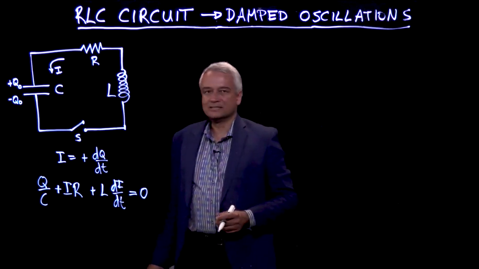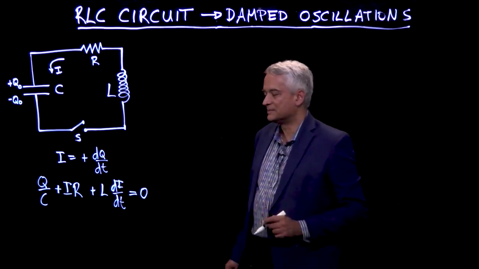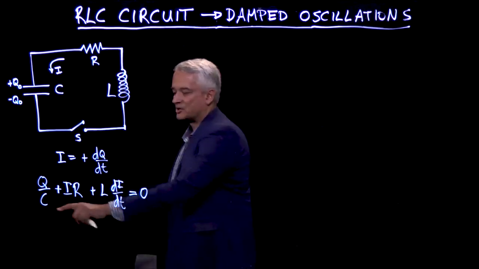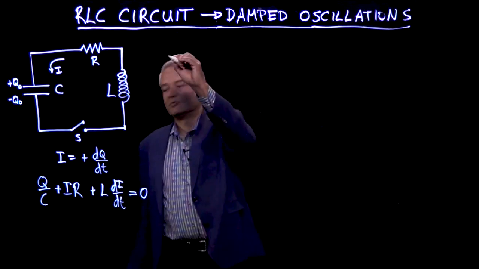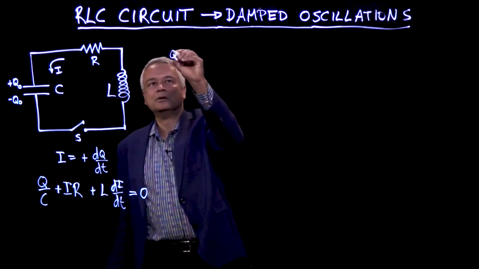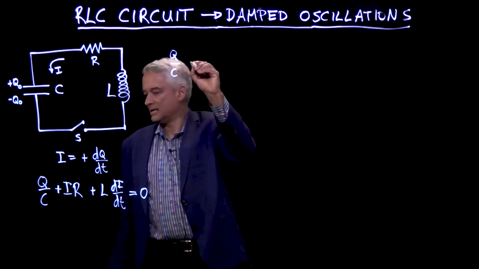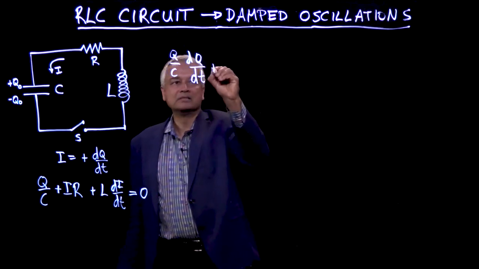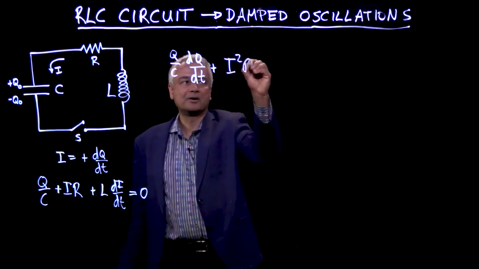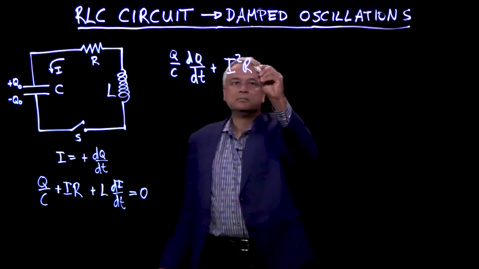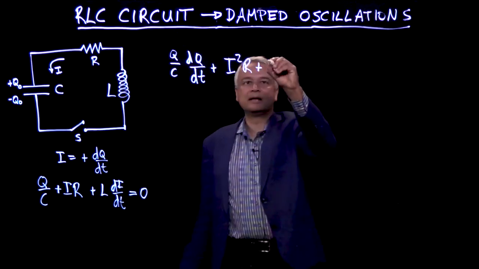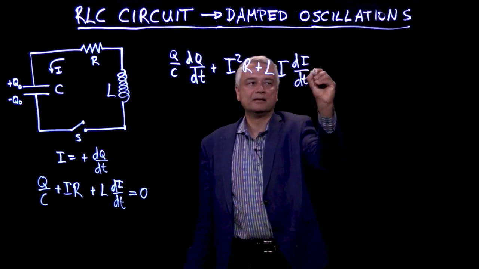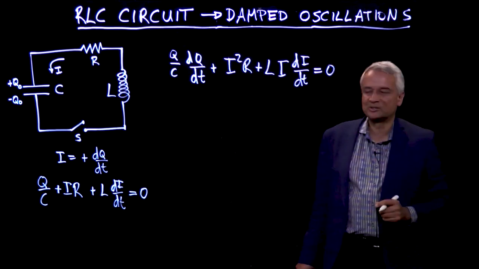OK, so the way I'm going to analyze this, the first thing I'm going to do to simplify this, you'll see how this simplifies as we go along, is multiply every term by I. If I multiply every term by I, what do I get? Rewrite the equation. So Q over C times I, and I is dq dt, plus multiplying by I get I squared R, plus multiplying by I get L I di by dt, and this is equal to 0. I've just rewritten the equation after multiplying every term by I.